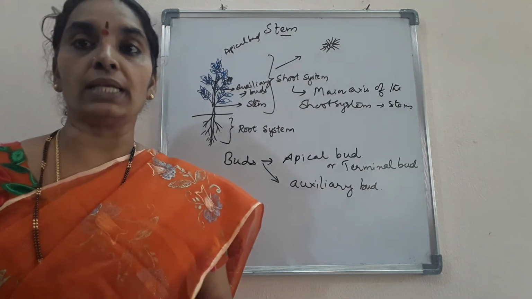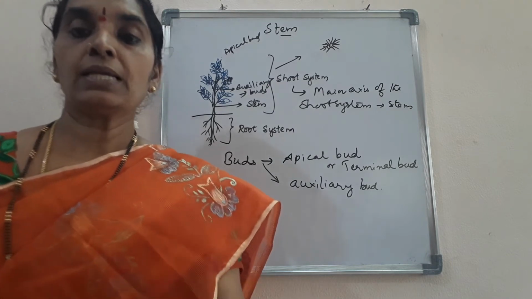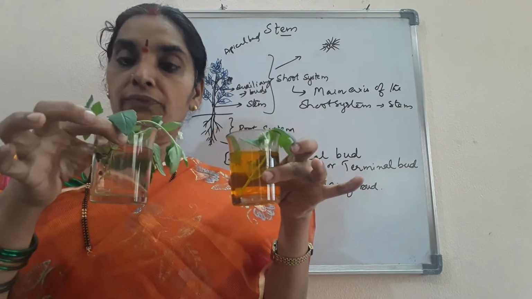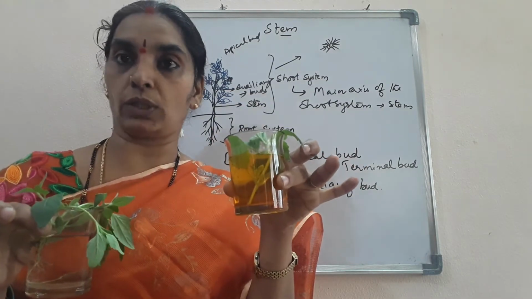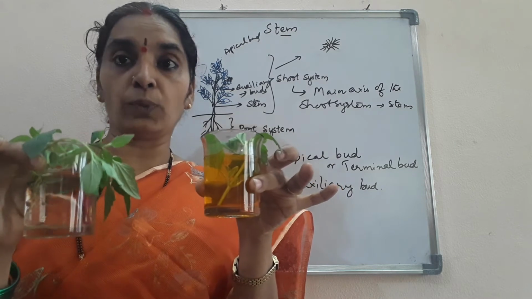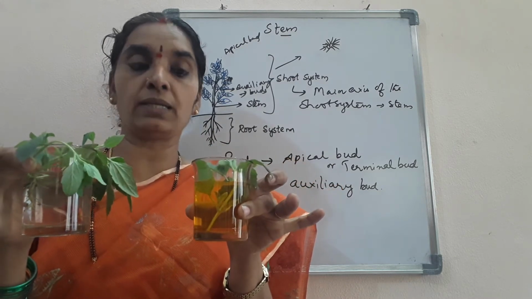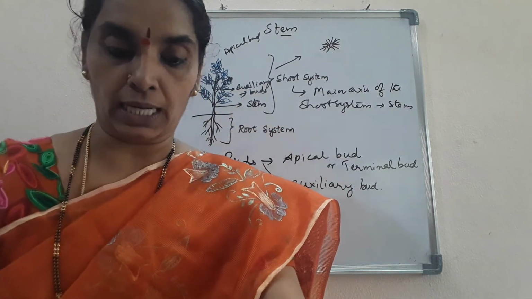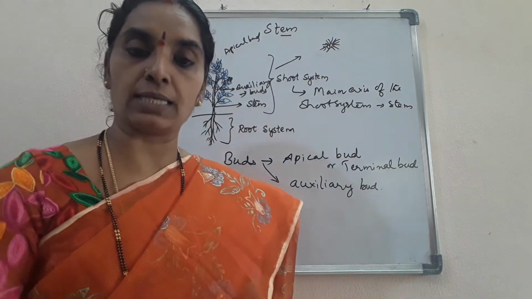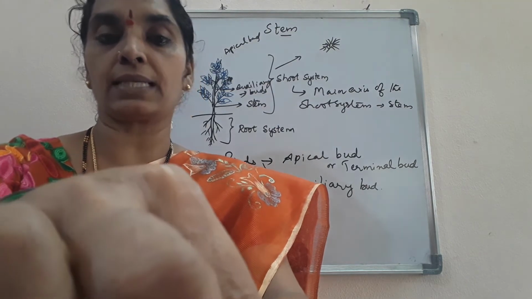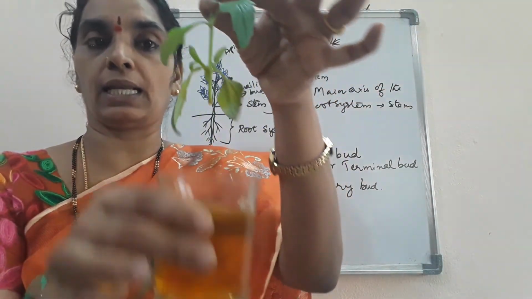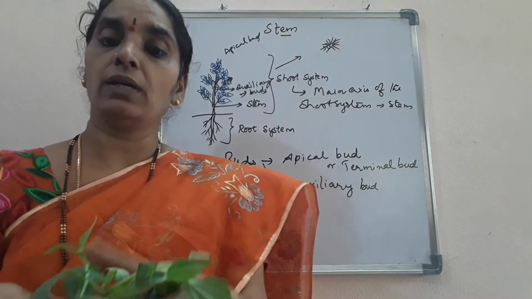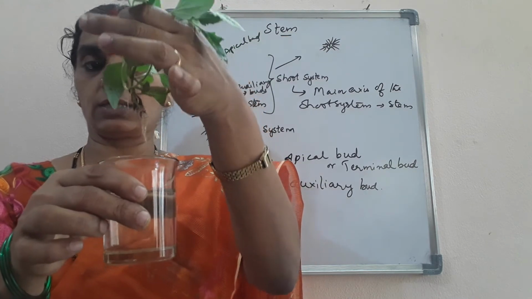Now we'll see about the functions of the stem. See here, children, I have taken two beakers with water, one with plain water and the other with colored water. The stems of tender plants are dipped in both the beakers and kept for a few hours. After a few hours you can see that the stem has absorbed the color in the colored beaker. You cannot see the color in the other one because the water is colorless. So this is along with the root.